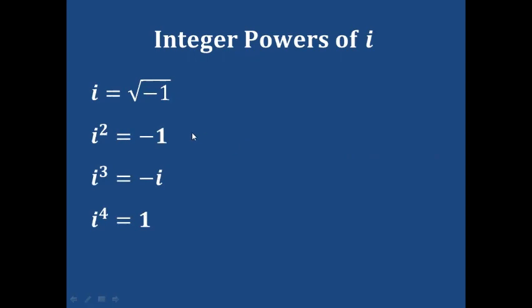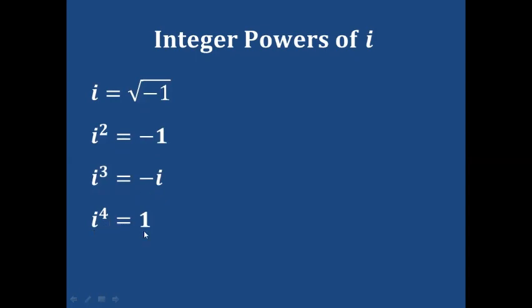Now let's go ahead and review what we have found so far. So we know that i is equal to the square root of -1. i squared is equal to -1. i cubed is equal to -i, and i to the power 4 is equal to 1.